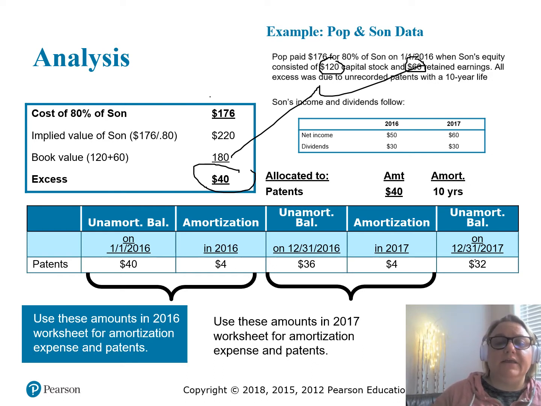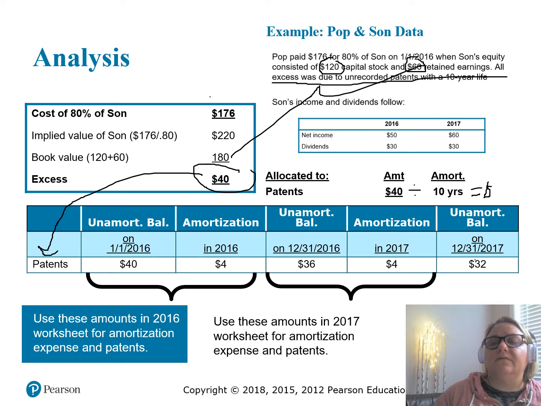That's going to go in my unamortized balance of patents. As the problem stated, remember, excess was due to unrecorded patents, with a 10-year life. So we have a 10-year life, so we're going to divide those patents by 10 years. Gotcha. $4. Okay, got it. There you go.